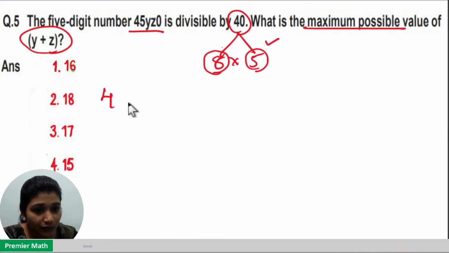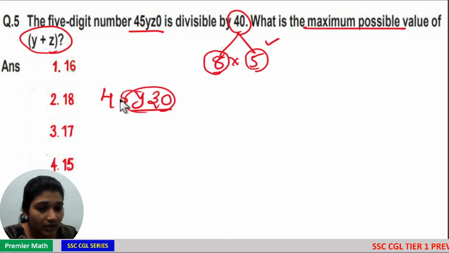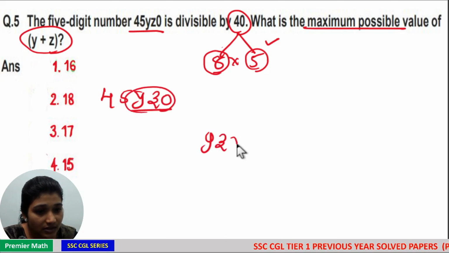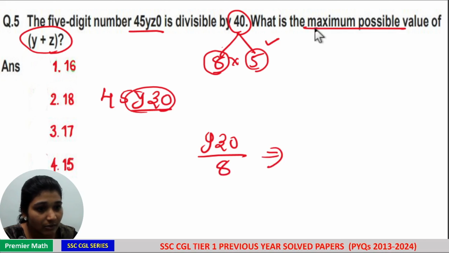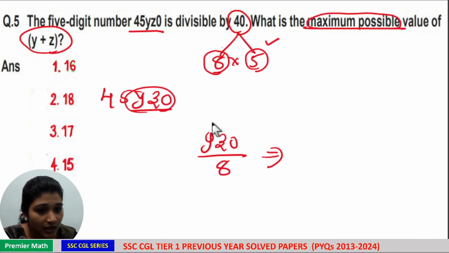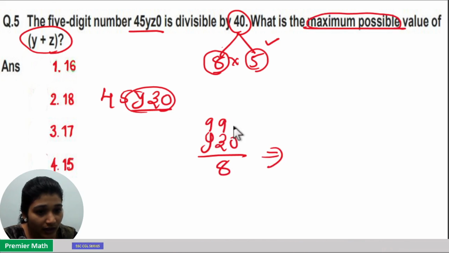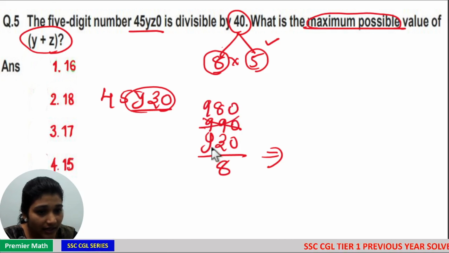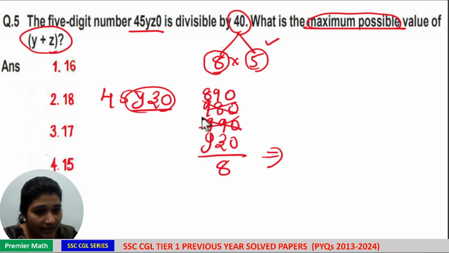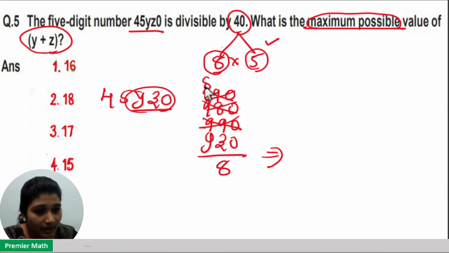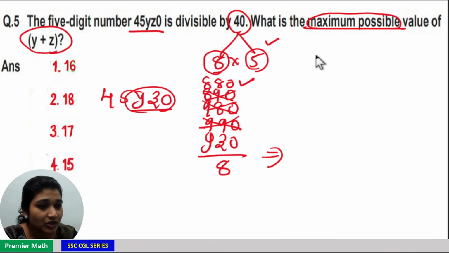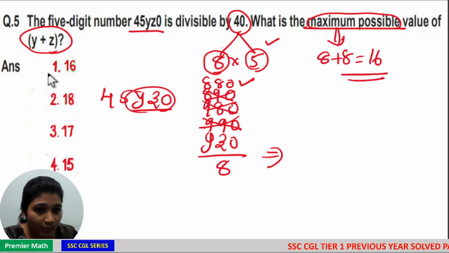Now check the divisibility rule of 8. 45YZ0 is divisible by 8 means the last 3 digits of the number should be divisible by 8. So YZ0 should be divisible by 8, and we need the maximum possible values for y and z. If I give 9 and 9 for y and z, then 990 is not divisible by 8. In the same way, 980 is not divisible by 8. And 890 is still not divisible by 8. But 880 is divisible by 8, which means the maximum possible value for y plus z is 8 plus 8, 16. So option 1 is your answer.